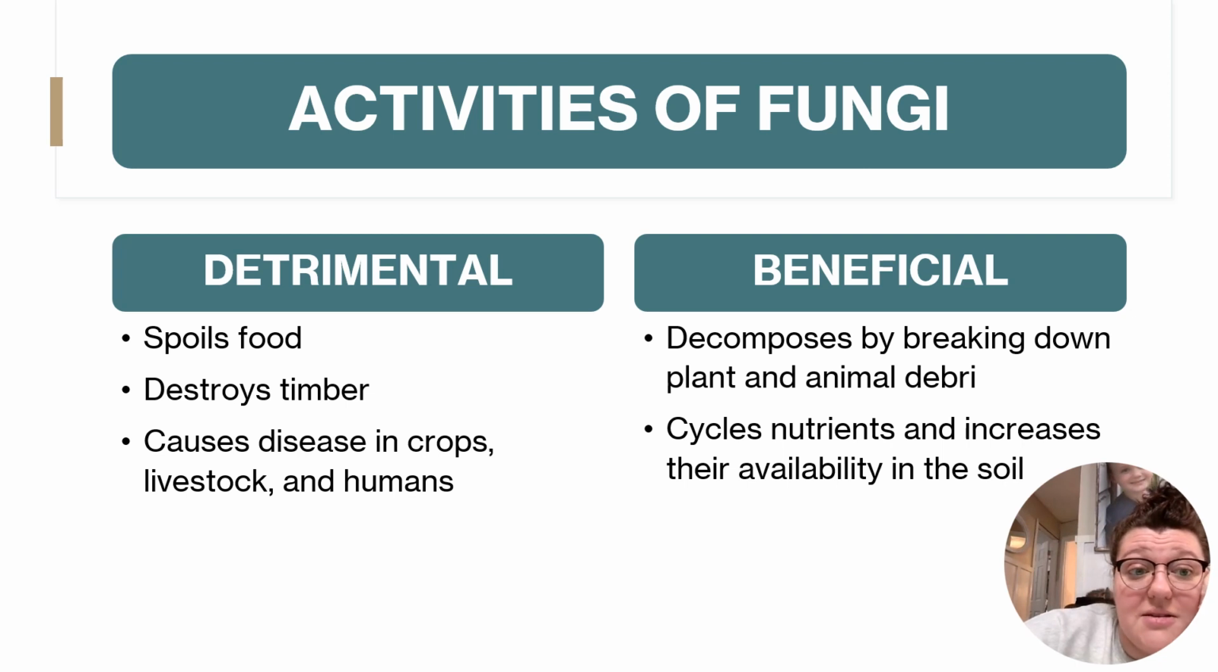So next we'll talk about activities of fungi, whether it be detrimental or beneficial. They're kind of good and bad. Some detrimental activities of fungi are the spoiling of food. They can destroy timber, trees. They can cause disease in crops, livestock, and humans. But fungi are also beneficial because they decompose by breaking down plant and animal debris, and they also cycle nutrients and increase their availability in the soil. So you can love them, you can hate them, but they have good things that come along with the bad things, obviously.